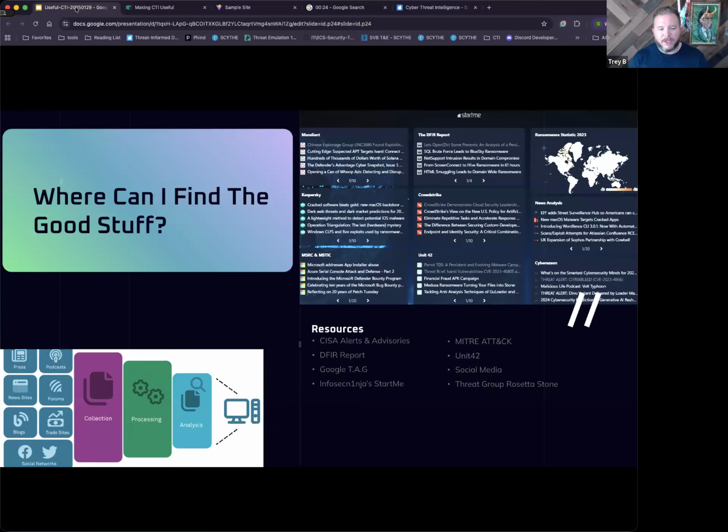SCYTHE, obviously, I've mentioned them a couple times. You guys read some of their reports earlier. They're really well written. They're really detailed. They give you a ton of information that's usable. If you haven't paid attention to their alerts and security advisories they've been putting out over the last 2 years or so, you're missing out.